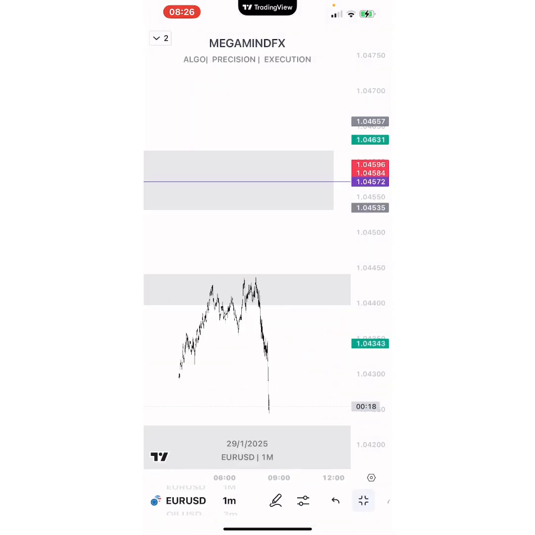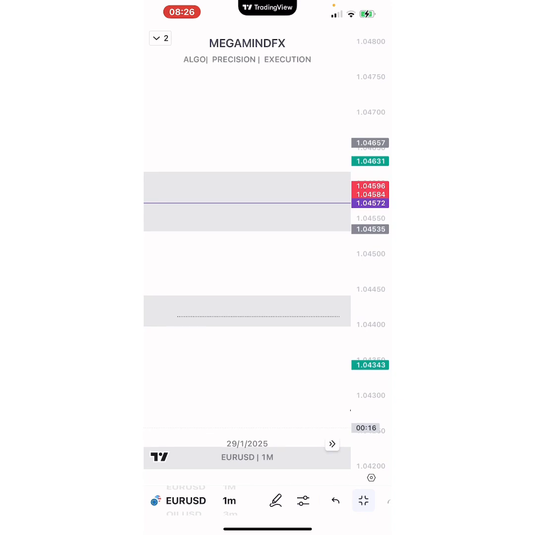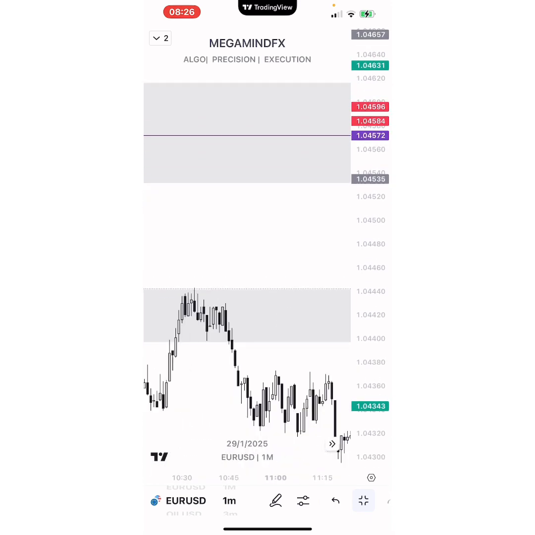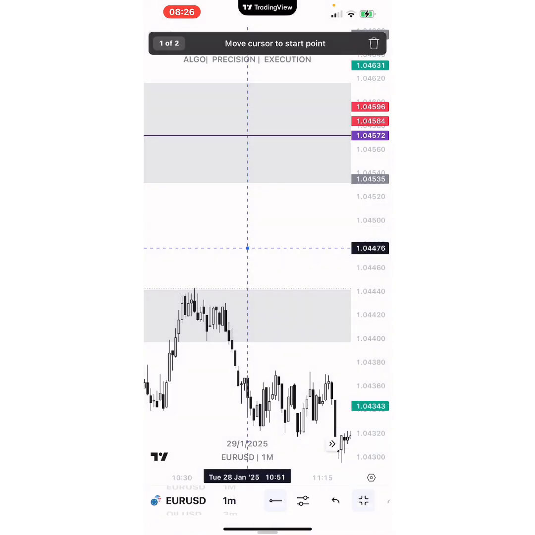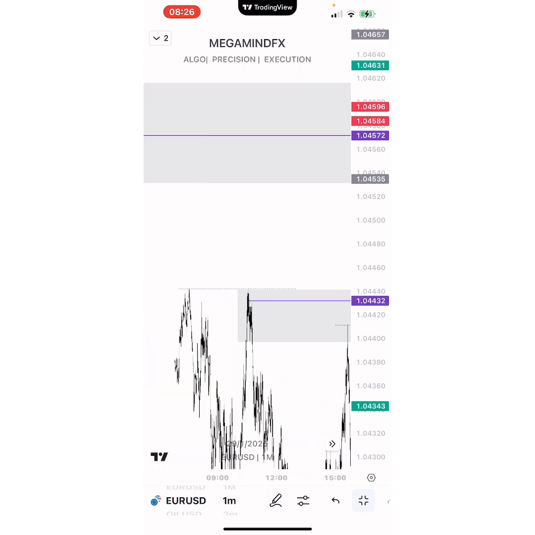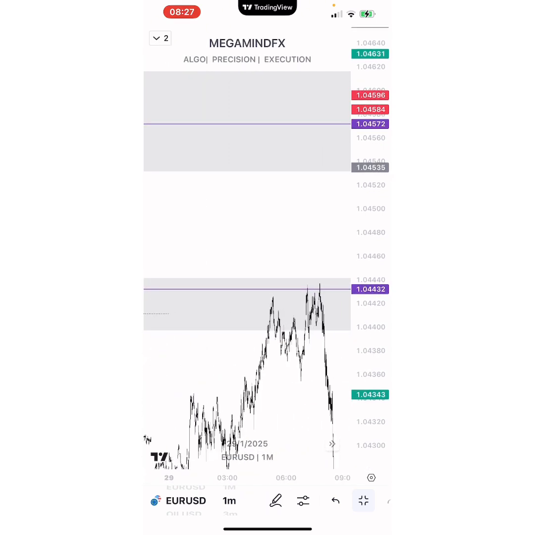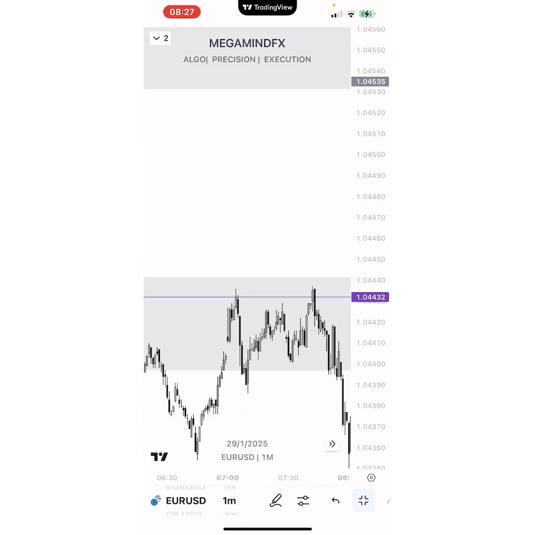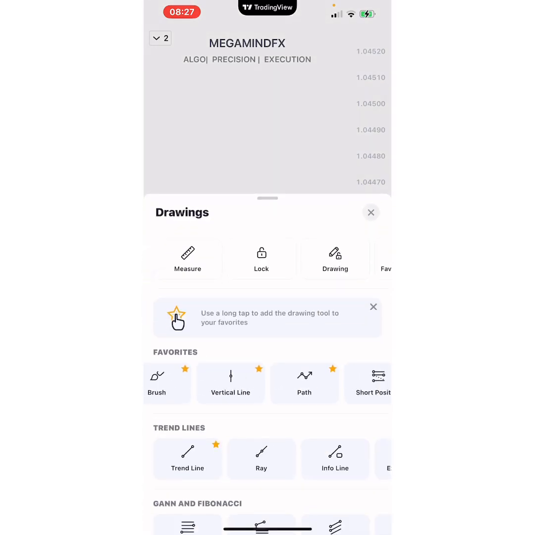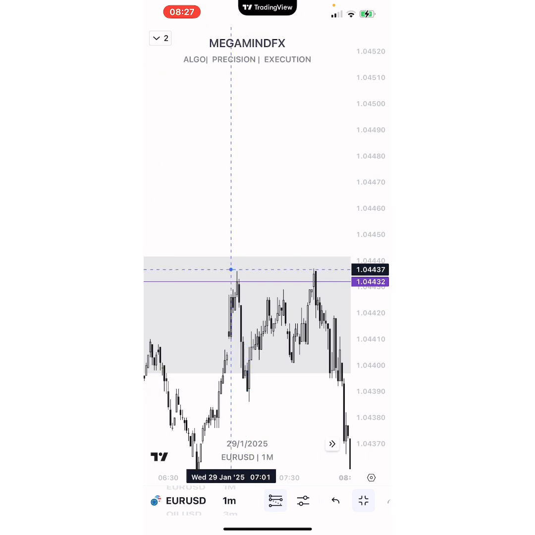you can take your this last structure on the M1. So if I put this 2 here on the M1, it's the last structure, right? So just take this entire thing, the last structure on the M1. You see that? After the mitigation or the sweep of that structure, you want to get in on your trade. Immediately that happens, you get in on your trade.